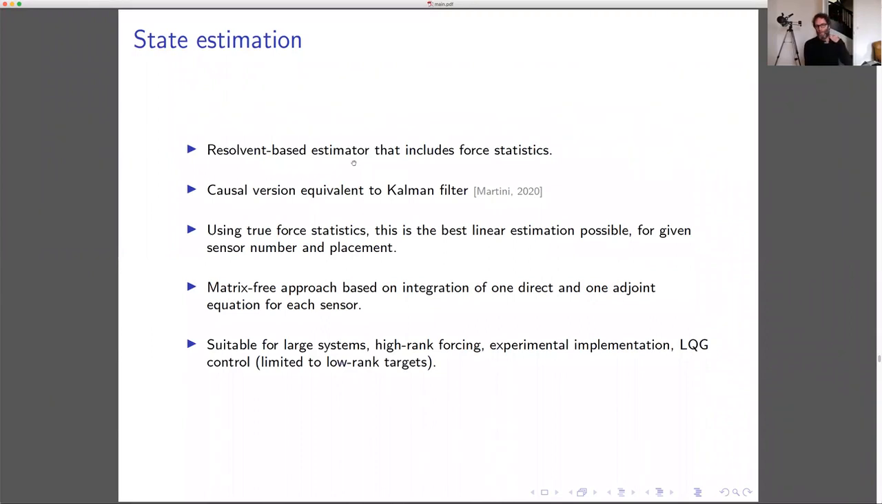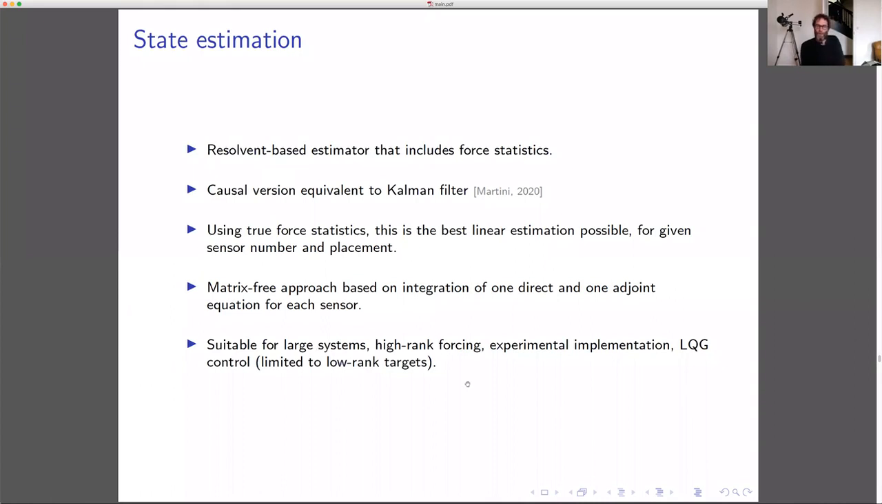Quickly, the resultant estimator has been produced that uses forcing statistics to enhance it. It's a non-causal estimation, which I should have mentioned. When you truncate it to its causal version, you've got something that's equivalent to the Kalman filter. And what this is showing us is that by using the true forcing statistics, you can get what should be considered the best linear estimation possible for a given number of sensors and positions of those. I didn't get into the details of how we compute this, but it's a matrix-free approach based on just one integration of the direct and adjoint equations for each sensor. So you can use this for big systems, basically, and for an experimental implementation.